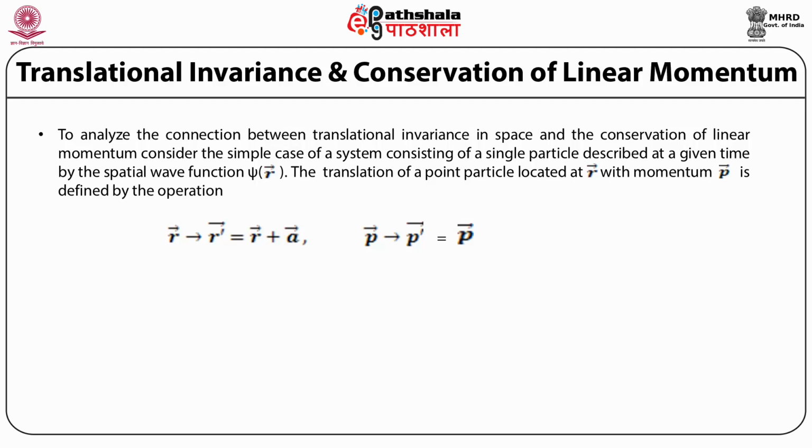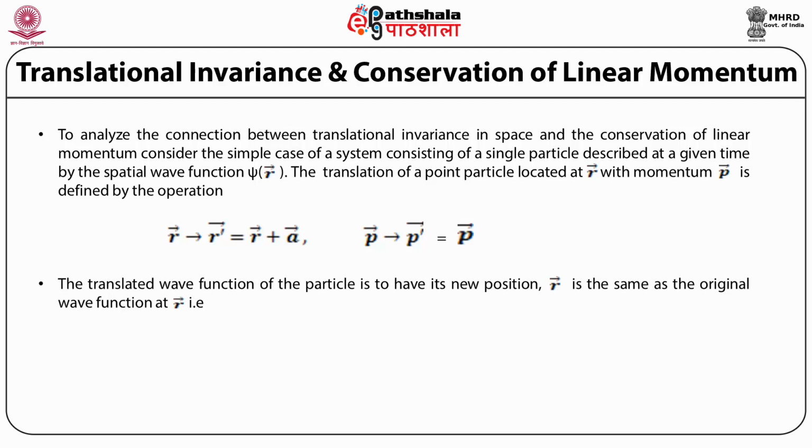Thus, the translated wave function of the particle, which has its new position vector r prime, turns out to be the same as the original wave function at position vector r. That means the wave function psi prime as a function of position vector r prime, which is psi prime as a function of position vector r plus position vector a, is equal to the wave function psi at position vector r.